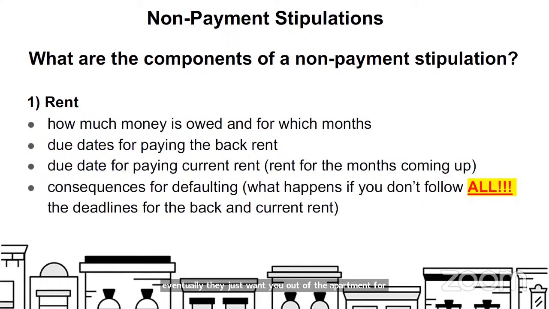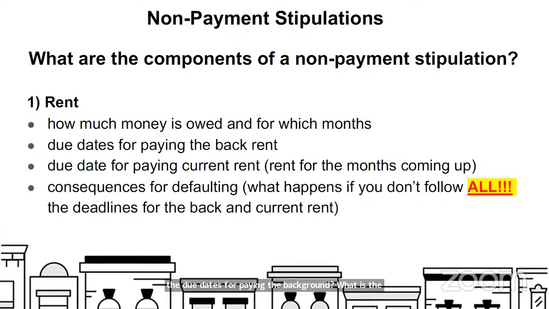So firstly, we're going to talk about the components of a non-payment stipulation, because as we said, there are going to be differences between a non-payment and a holdover stipulation. So what are the components of a non-payment stipulation? The main thing is going to be, since non-payment is about if you pay, you get to stay, and you owe back rent: how much money is owed and for which months? What are the due dates for paying the back rent? What is the due date for paying the current rent?